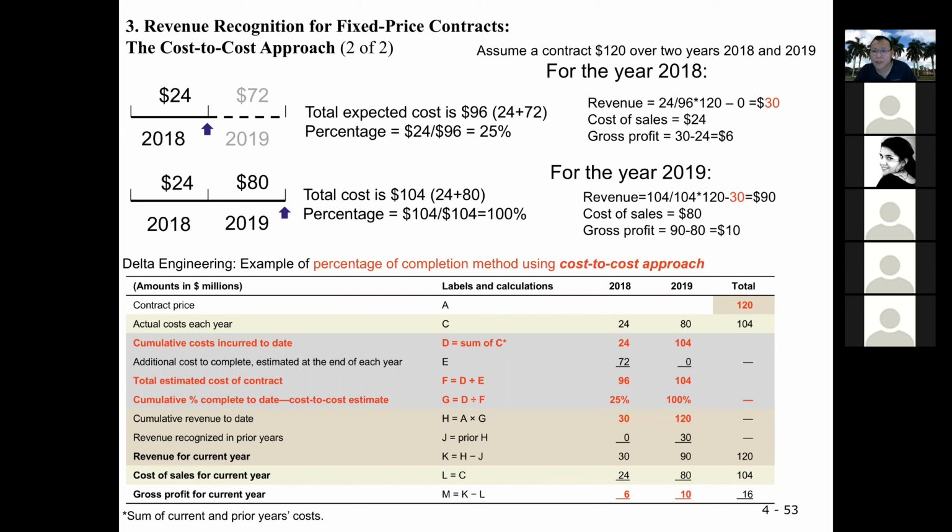Yeah. So in this question, for the year 2018, you recognize the $6 profit, right? Okay. So which method is this? It's the same method. The cost to cost. The cost to cost is to calculate the percentage. Yeah. When you are talking about the cost to cost approach, that's when we use it to calculate the percentage of completion. So that's the cost to cost, the two cost numbers.